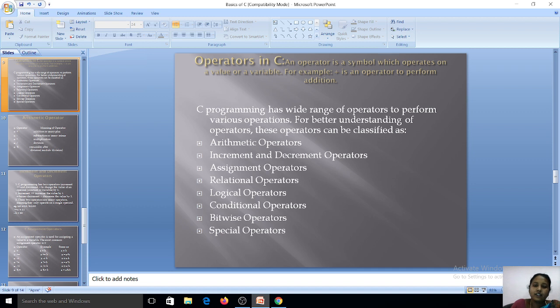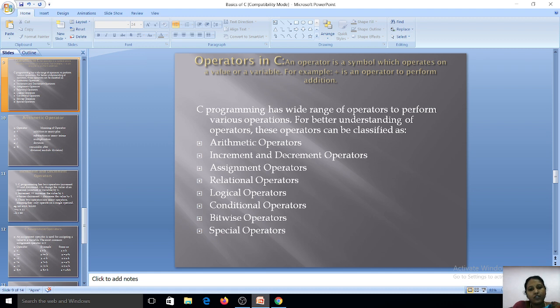Okay, C is rich in operators, actually. C programming has a wide range of operators to perform various operations. There are so many operators in C. We will see them one by one. In this video we are going to cover up to relational operator. First we will see arithmetic operator, increment and decrement operator, assignment operator, relational operator, logical operator, conditional operator, bitwise operator and special operator.